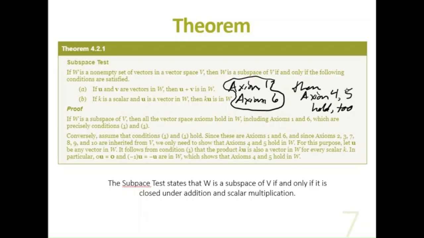One other point I wanted to clarify really quickly is that axioms 2, 3, 7, 8, 9, and 10 are inherited from the vector space V, so we don't have to worry about verifying those. I also wanted to point out two things. This is the subspace test, so if you see that referred to in a problem or further in the text, then you know that you're verifying your axioms 1 and 6. And this is assuming that W is a non-empty set of vectors, which is a natural assumption there.